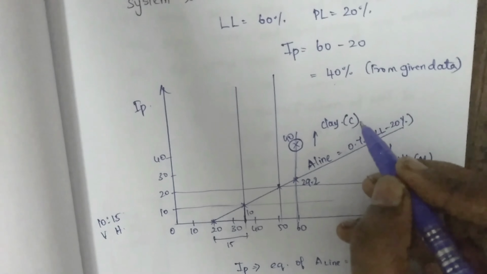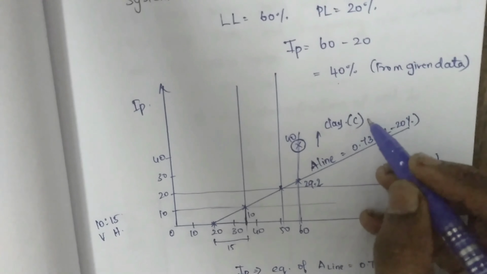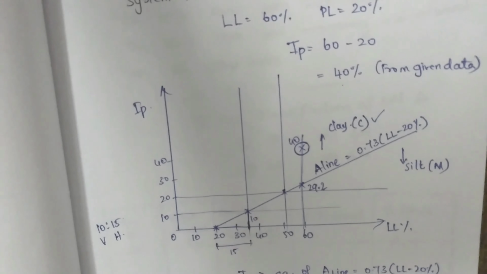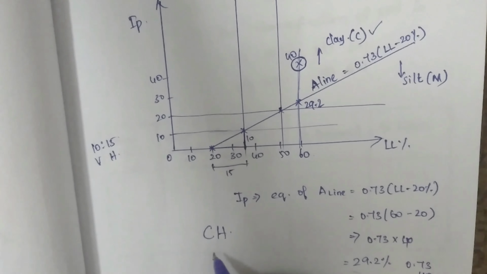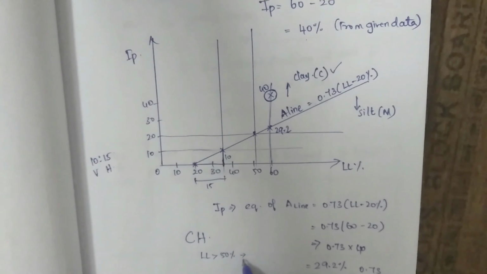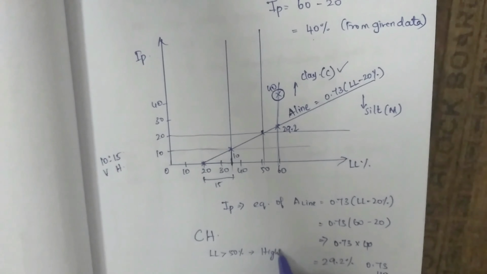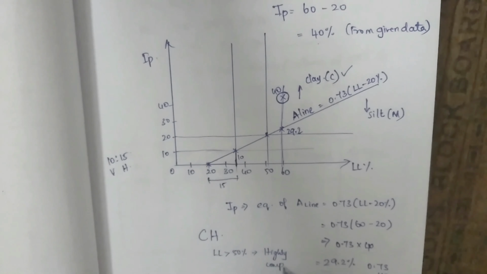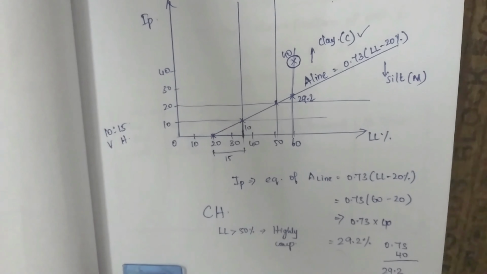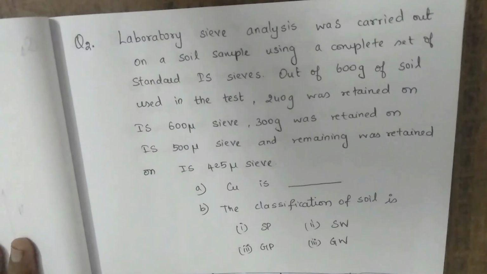And we can say from the Casagrande's chart that this is clay. So the soil is classified as CH because the liquid limit is greater than 50%. We call it highly compressible. And it is clay from the Casagrande's chart. So let's see the next question.